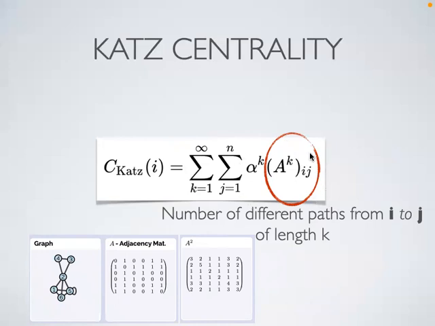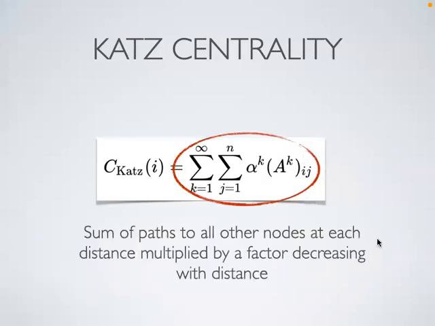In the end, what you're doing is computing the sum of paths to all the other nodes at each distance, multiplied by a factor decreasing with distance. So the number of nodes you can reach at distance 1 are the most important. If you can reach many nodes at distance 2, they have less importance for you, but still they are important. At distance 3, they are even less important. But if you can reach many, it will increase your centrality, and so on and so forth.